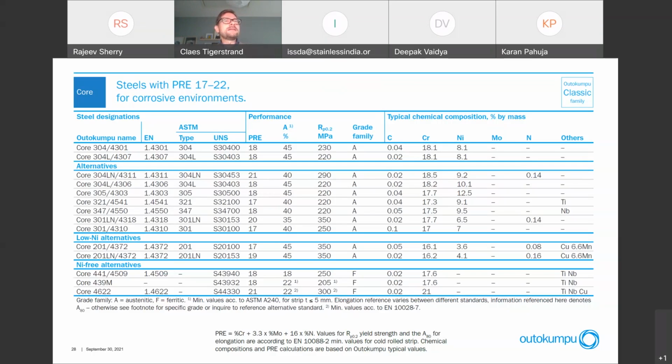And then at the bottom there, you have the ferritic grades within the Core range that I mentioned earlier.